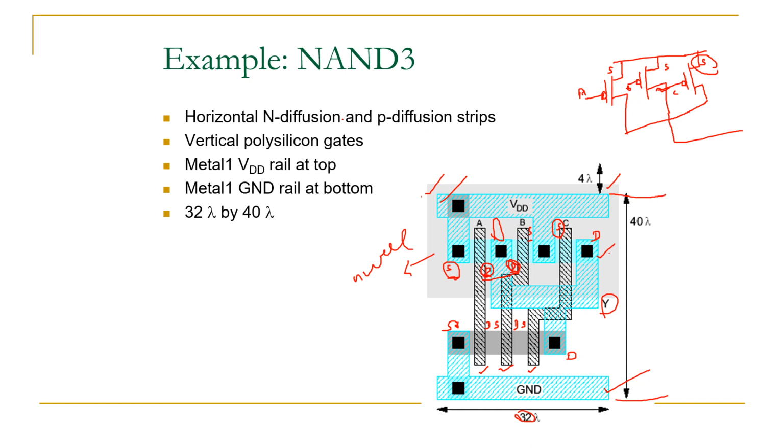See here, these are your horizontal N and P diffusion strips. Vertical polysilicon gates follow. A, B, C are your gate polysilicon. Metal 1 VDD rail at the top. See, this is metal 1. This blue color is metal 1. From here, you are connecting VDD to the P MOSFET. Similarly, metal 1 ground rail at the bottom. And this size is 32 by 40 lambda.